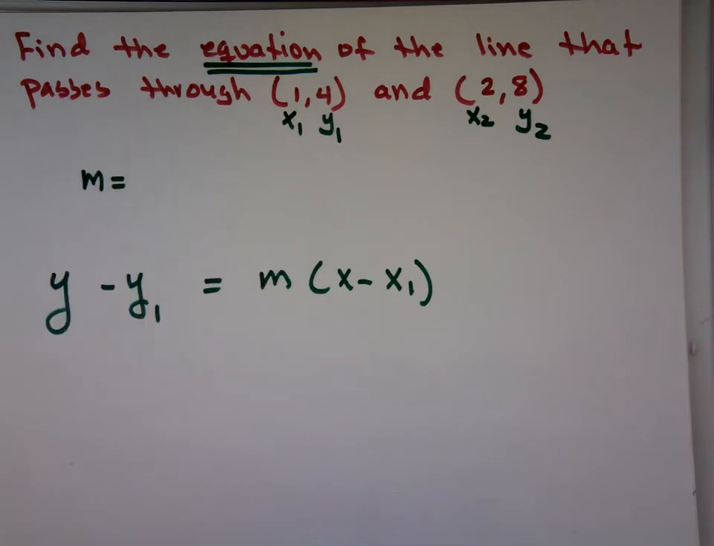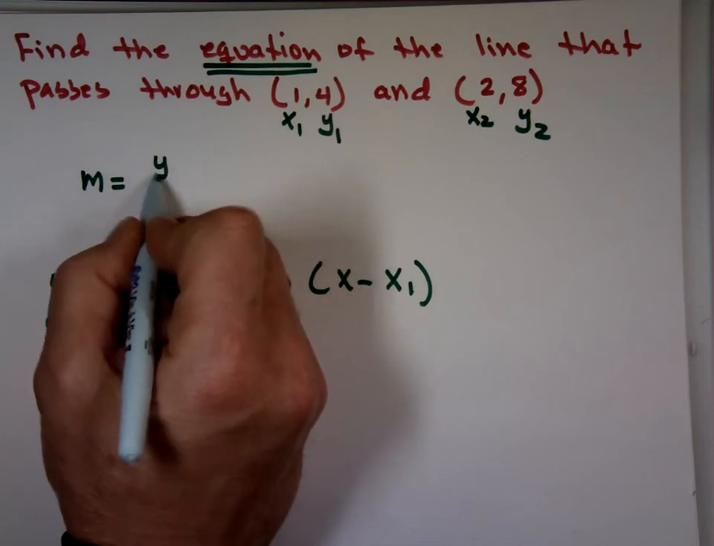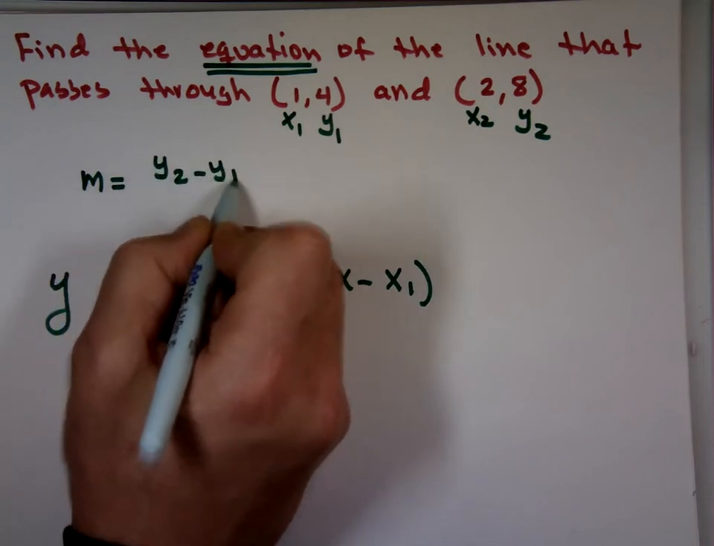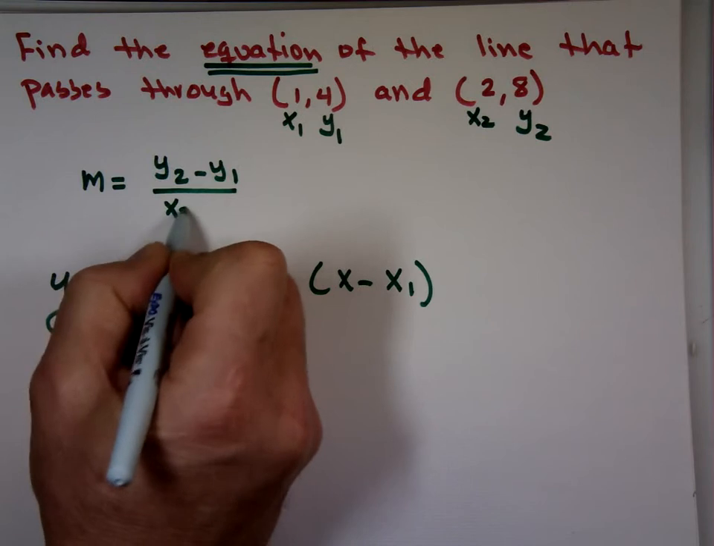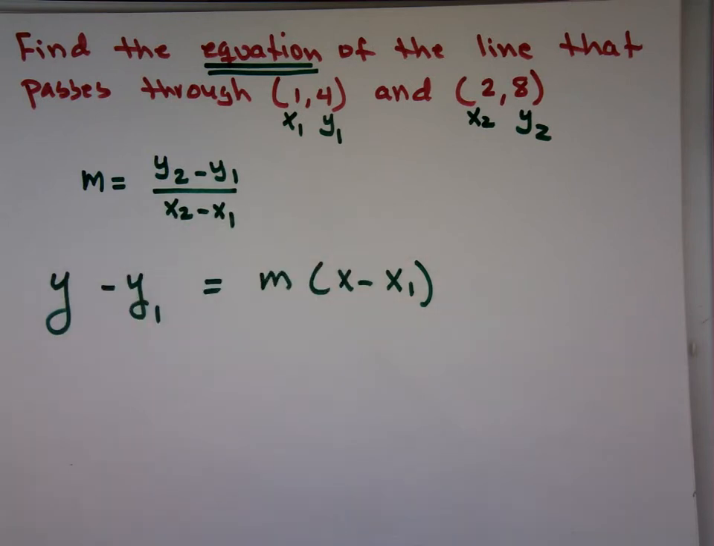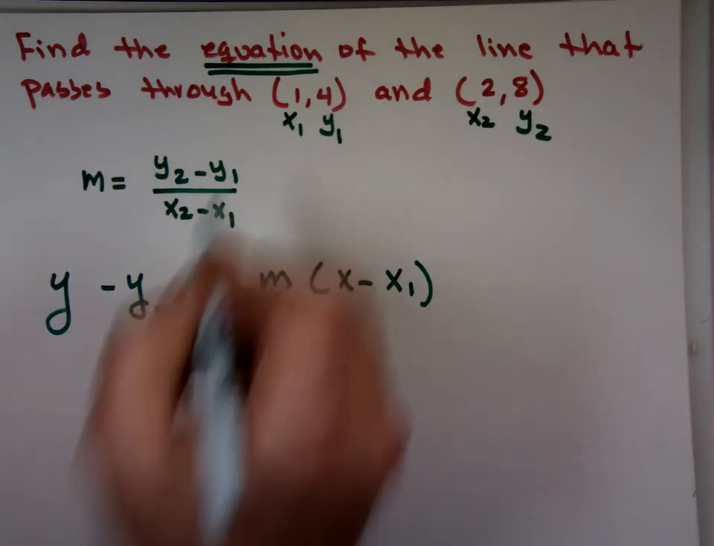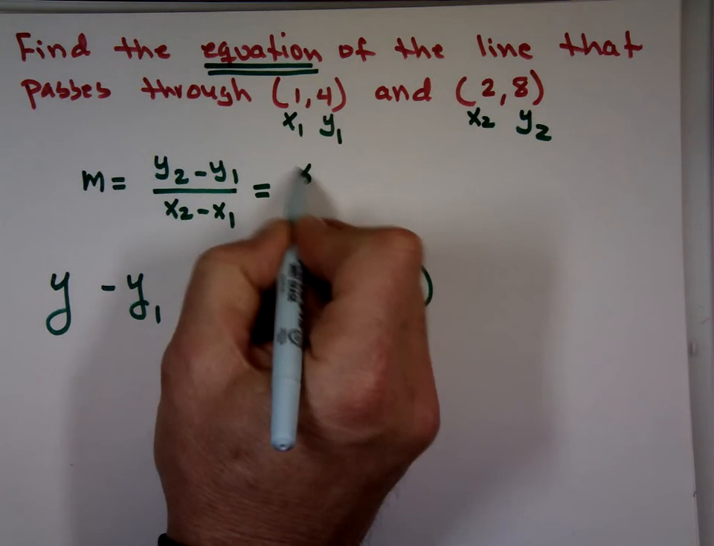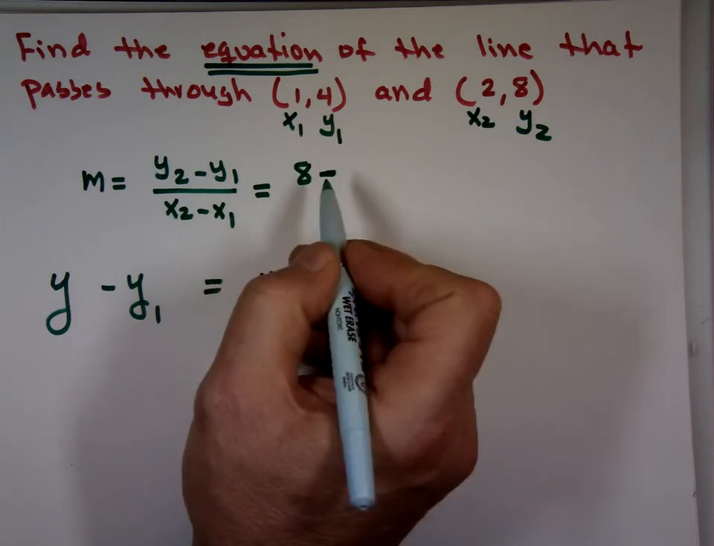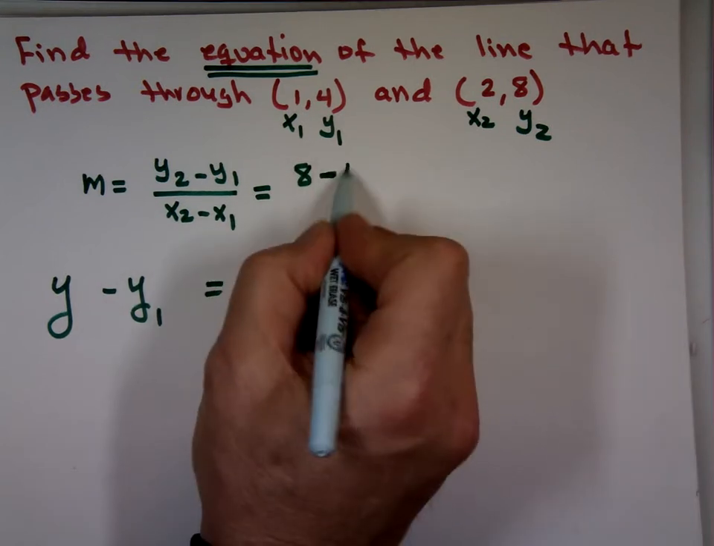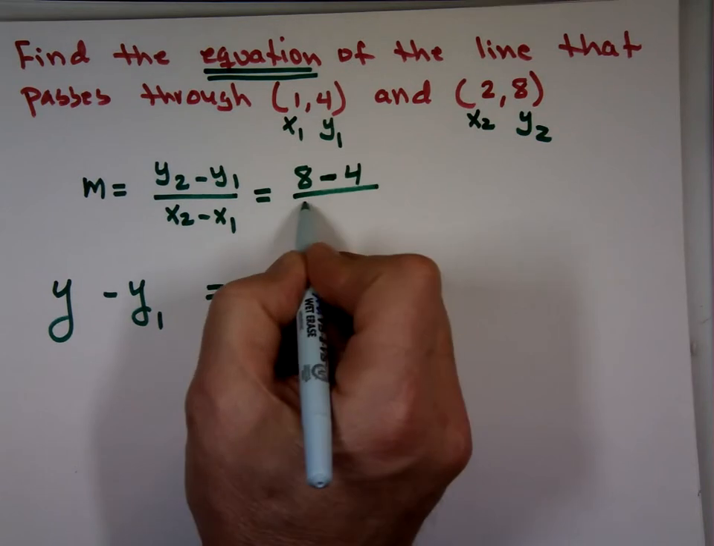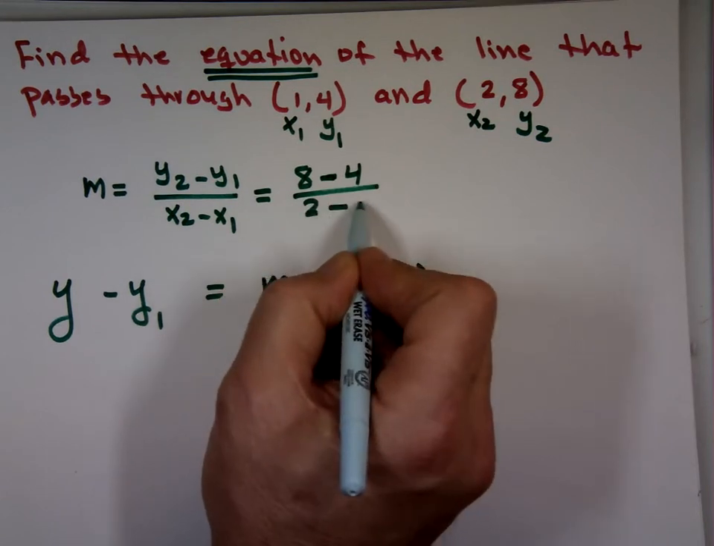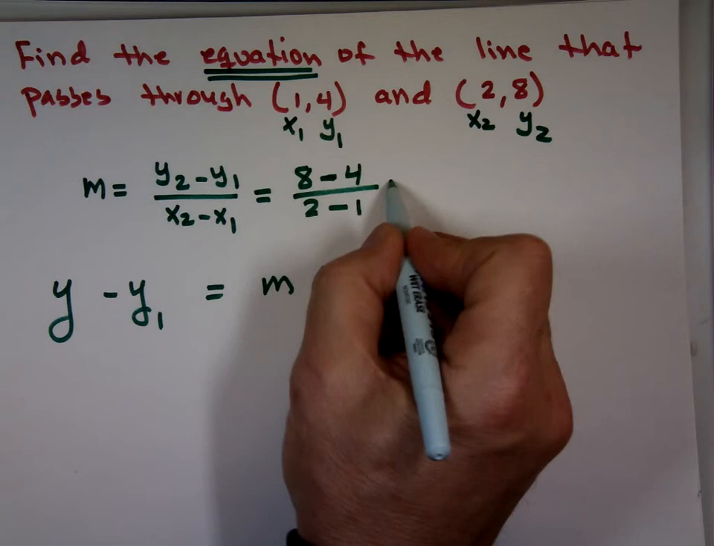How about y2 minus y1 over x2 minus x1, section 3.2, the slope. y2 minus y1 over x2 minus x1. y2 is what? 8 minus, what is y sub 1? 4. What's x sub 2? 2 minus 1, which is 1. So what's 8 minus 4? 4 over 1.